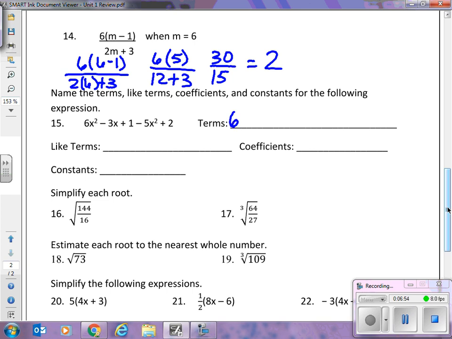So 6x squared is a term. Then we have negative 3x. Then we have positive 1. Then we have negative 5x squared. And then we have positive 2.